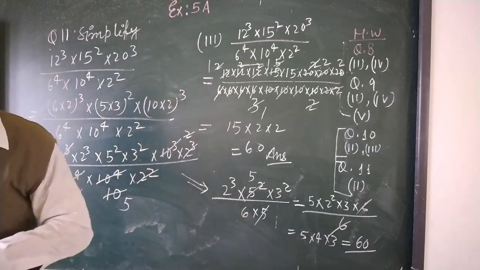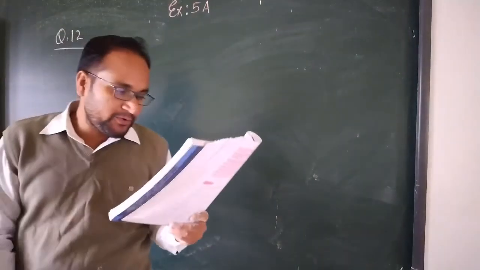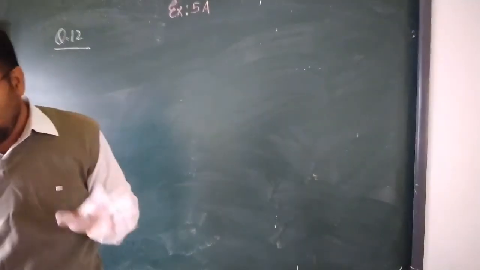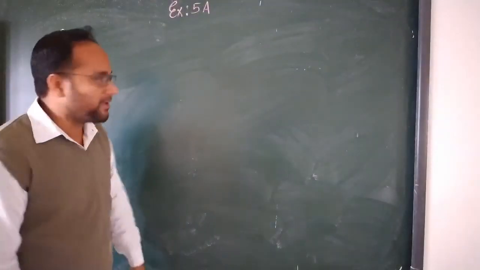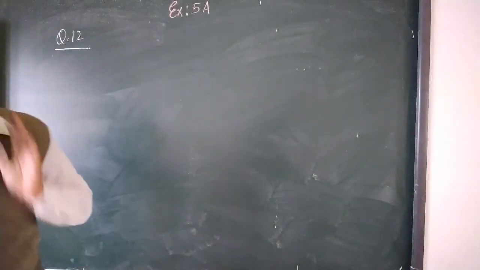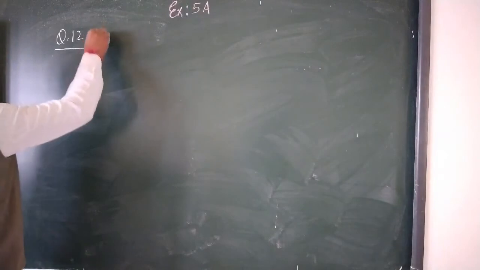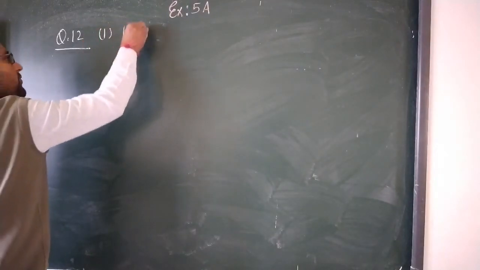Now question number 12, and this one is the last question of your exercise 5A. Write each of the following either as a square or as a cube of a natural number. In that I will do only 2 questions, and the remaining you will try yourself. Okay, in that the first one is 144.